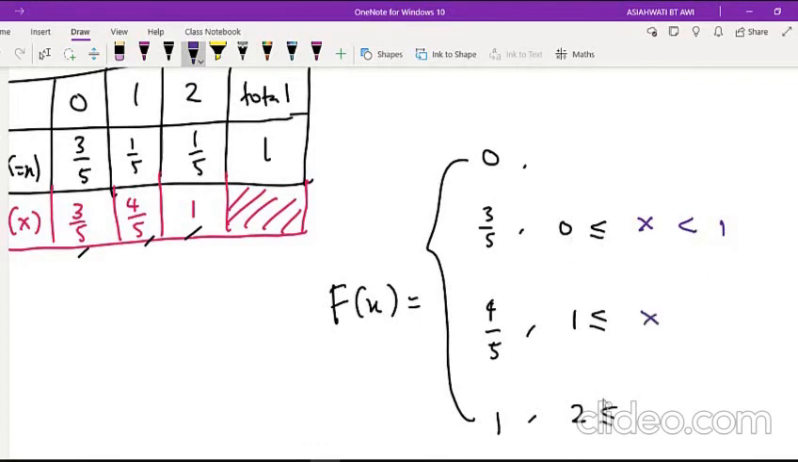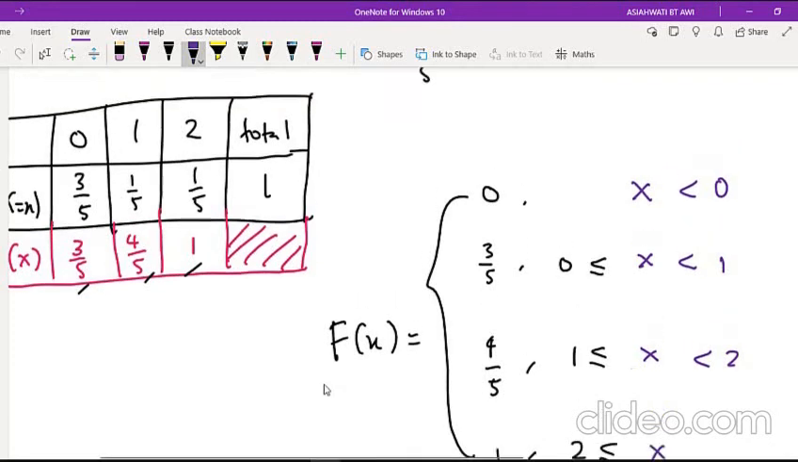This one is before this, less than 2. x lies between 1 included and less than 2. So this is x greater than or equal to 2. This is x less than 0, because there is no value here, so 0 for x less than 0. Here is x more than or equal to 2, so no value on the right hand side. Same thing, no value on the left hand side here. This is the cumulative distribution function for a discrete random variable.